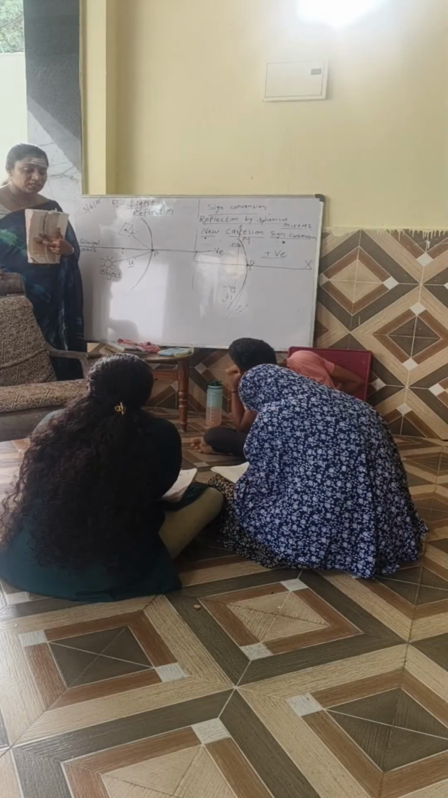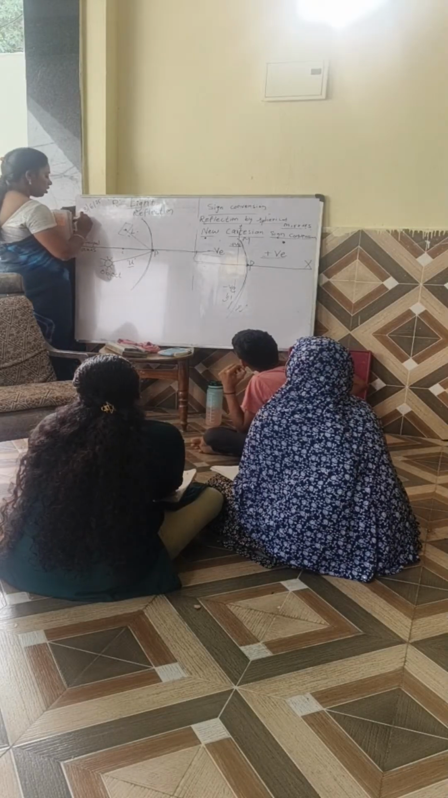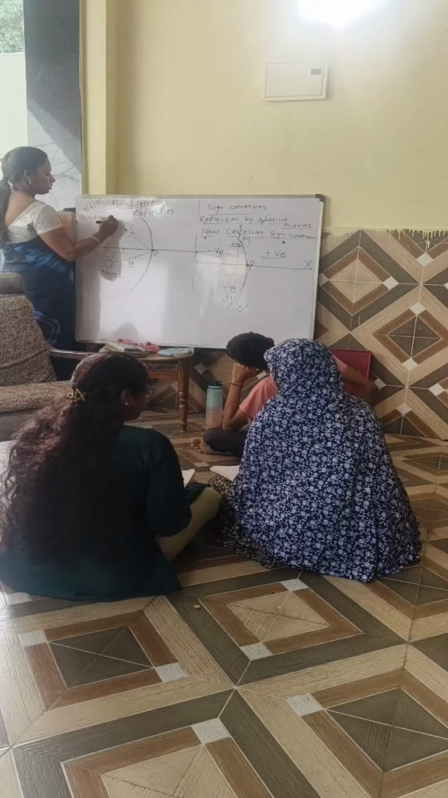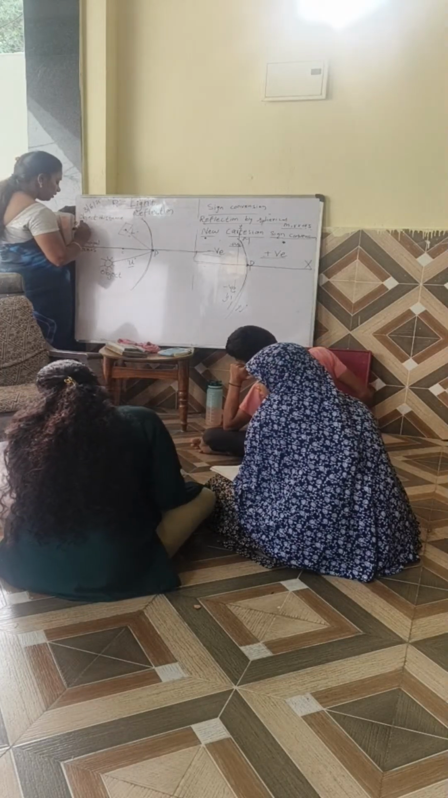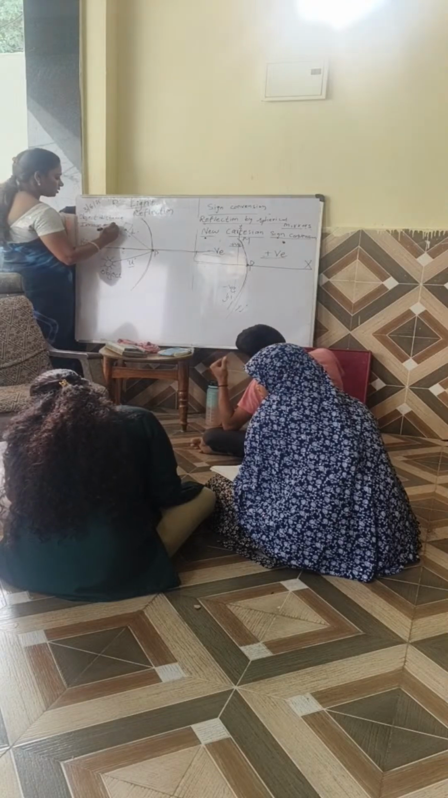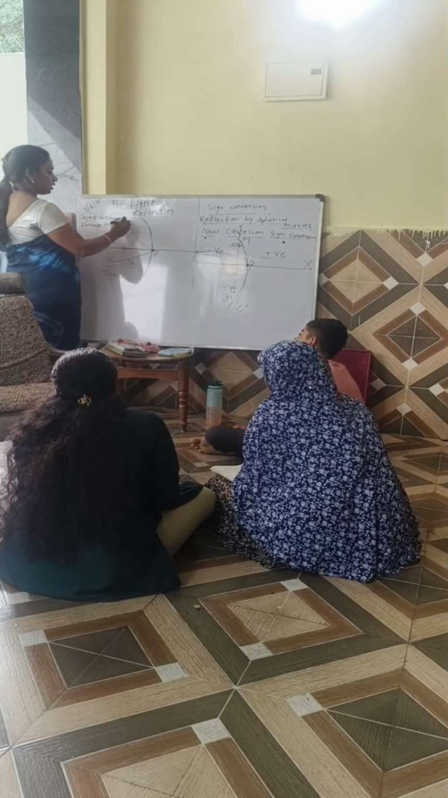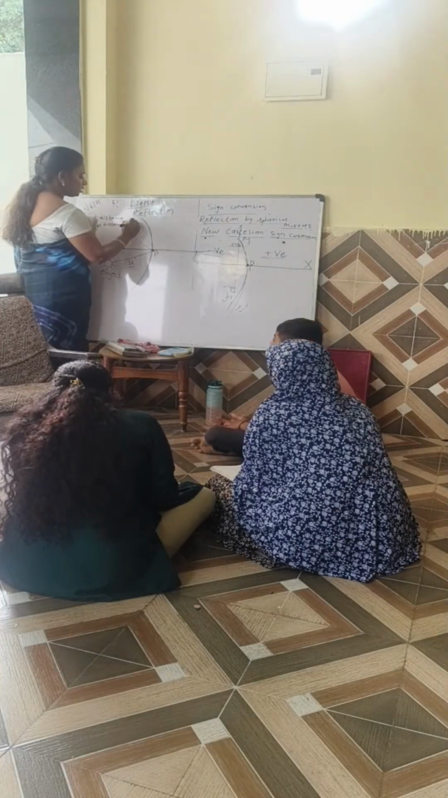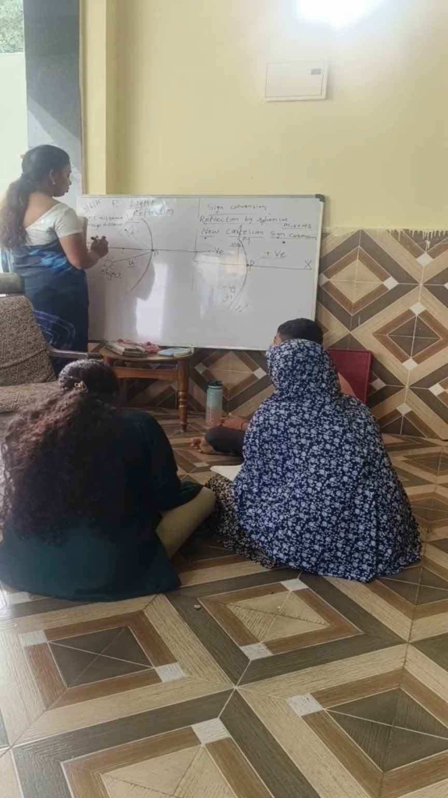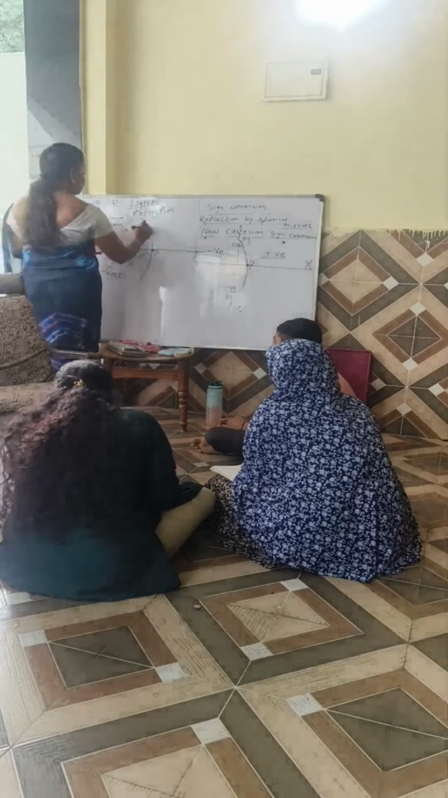There are two terms, observe carefully: object distance and image distance. The object distance is denoted with u, and the image distance is denoted with v.